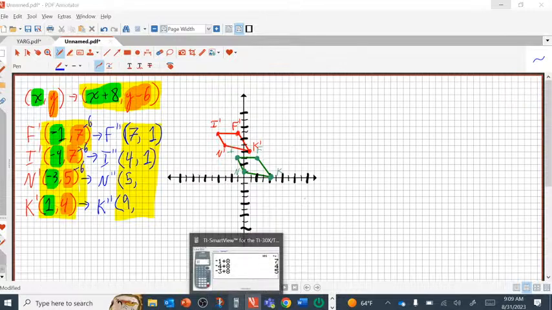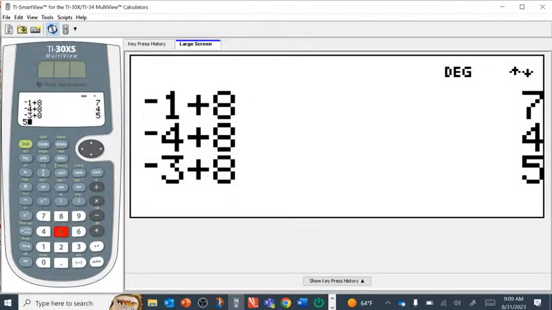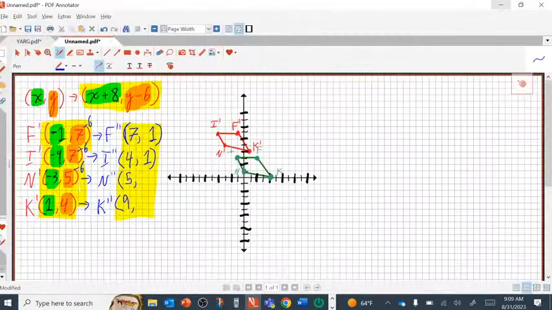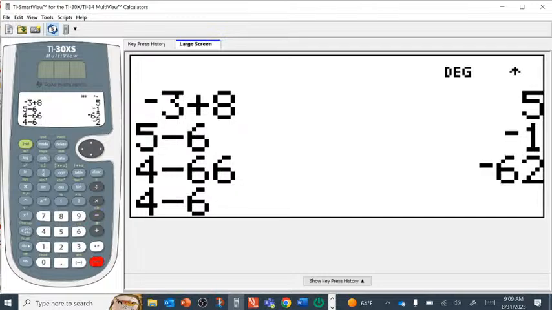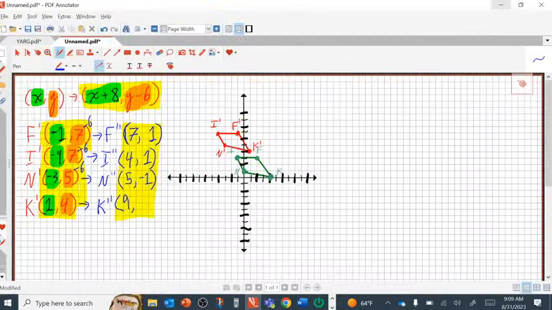5 minus 6, I don't like dealing with negatives before 9 o'clock, so I'm just going to use my calculator. So negative 1. And then 4 minus 6 is negative 2. So there's f double prime.